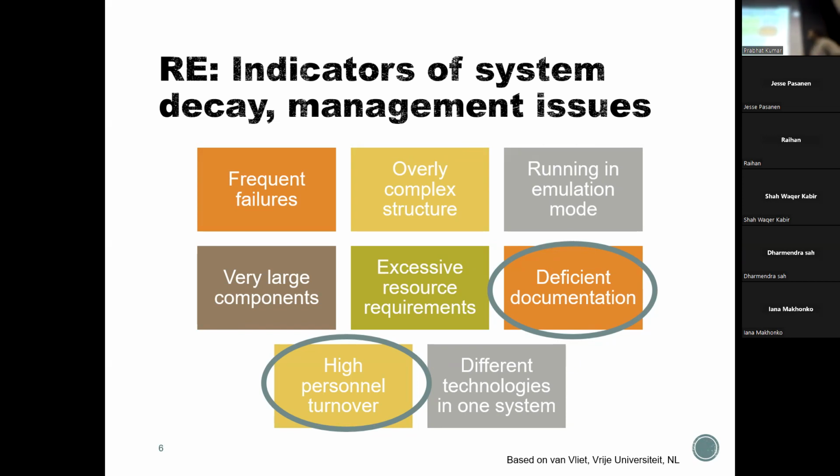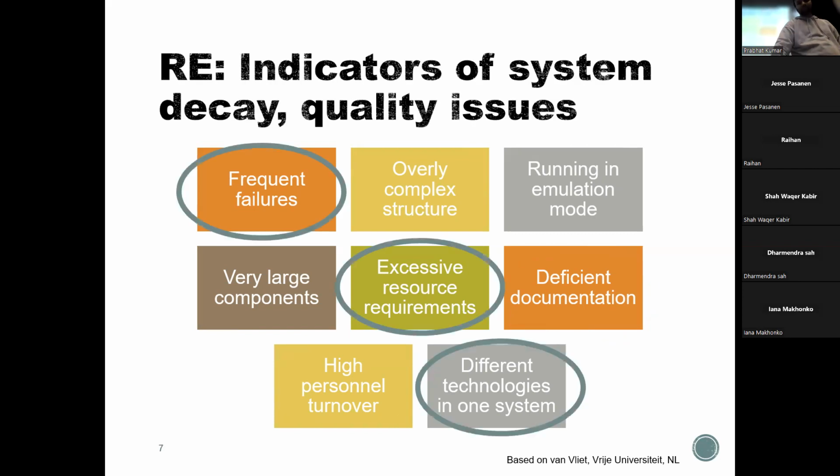So how is high turnover going to impact? Because if a particular software is being developed by a set of people, and they are not available at that moment, meaning during maintenance, this can also impact the whole software degradation process. But these two factors actually come under management issues. However, if I talk about quality issues, in quality issues we have these three factors.